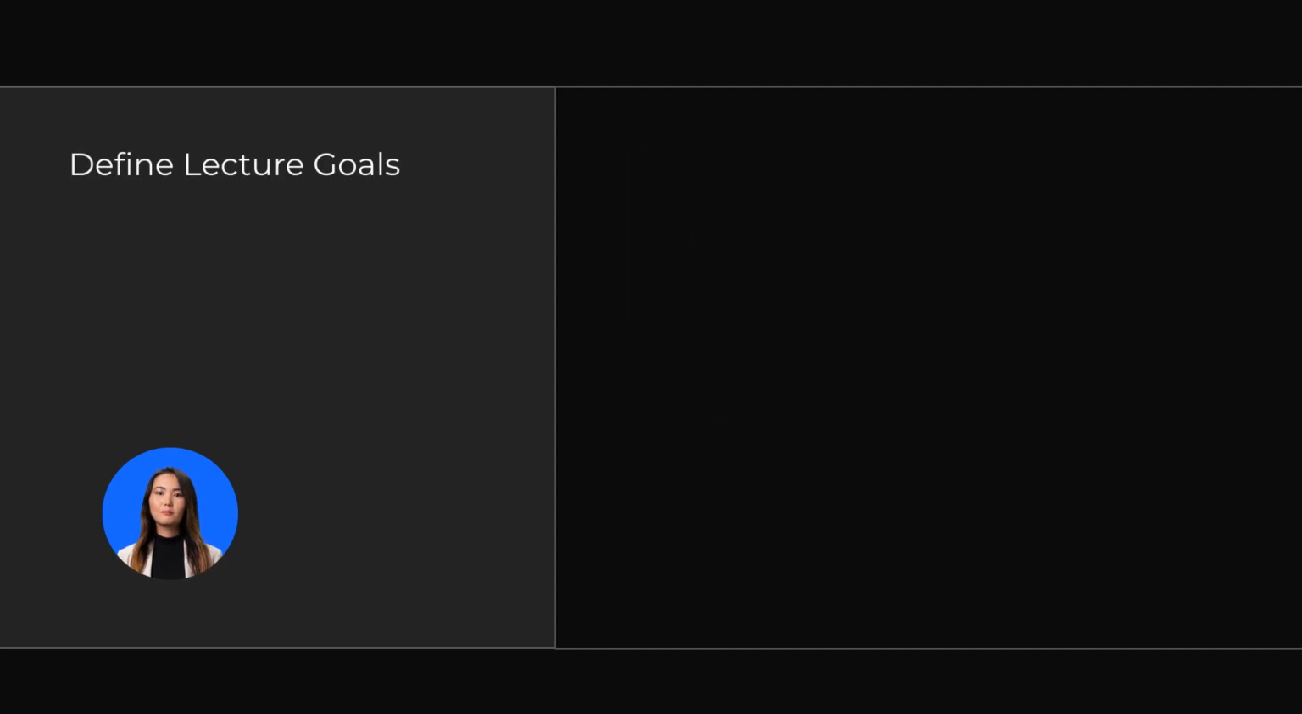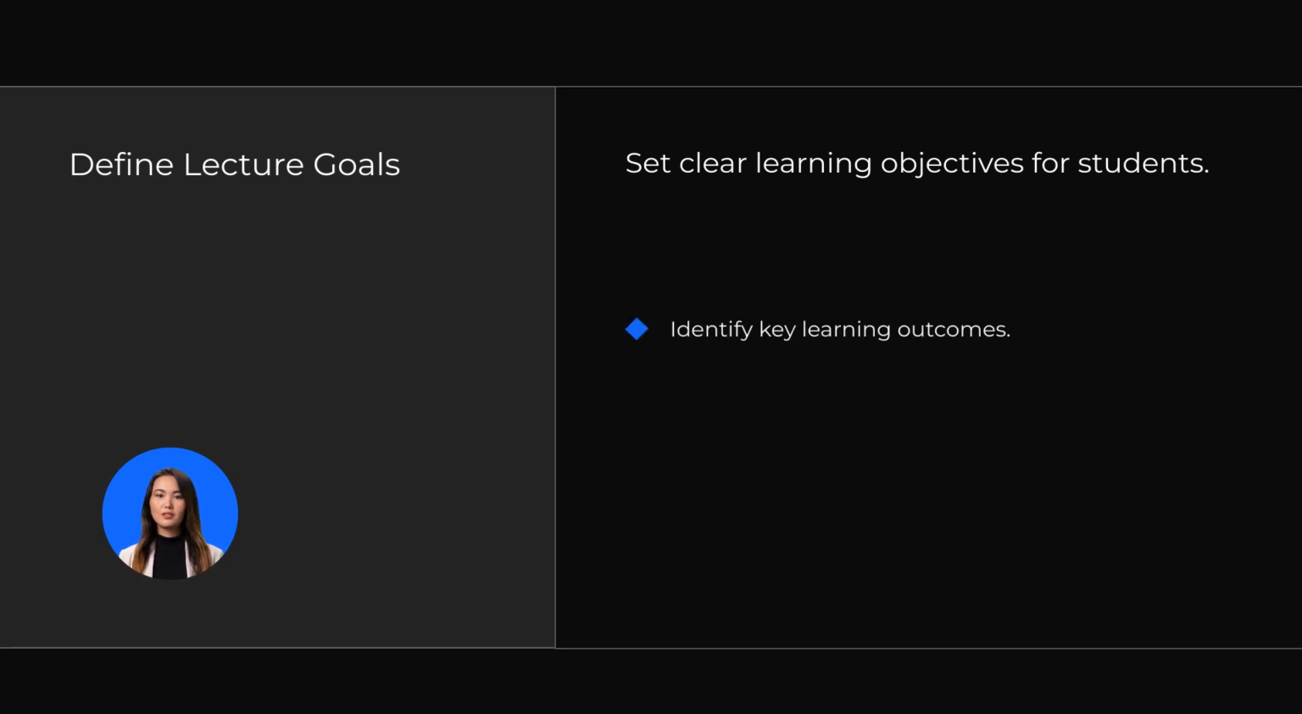The first step in planning a lecture is to define your goals. What should students learn or understand by the end of your lecture? For instance, if you're teaching photosynthesis, your aim might be to explain the process and its importance to plant life. Clear goals guide your content and ensure that your lecture remains focused. This clarity is essential for both you and your students.